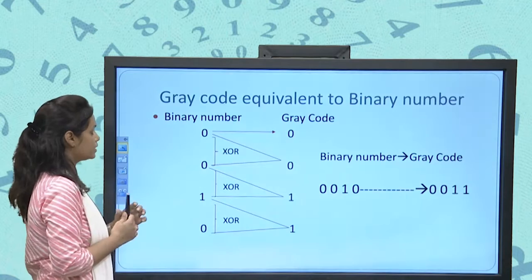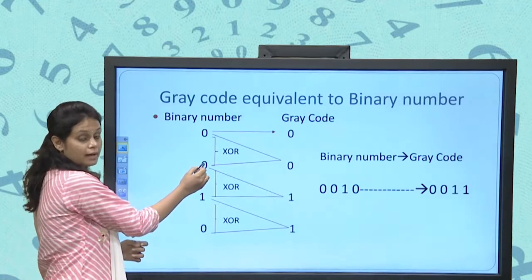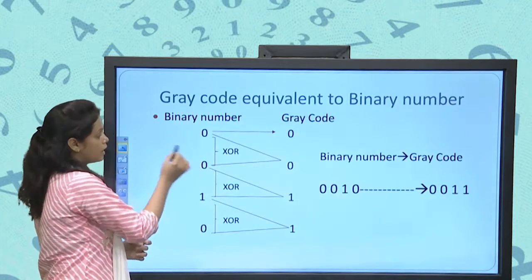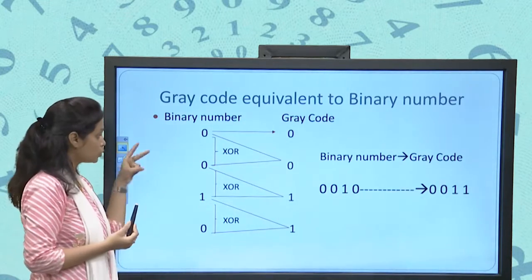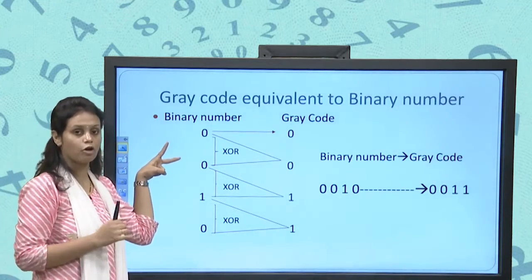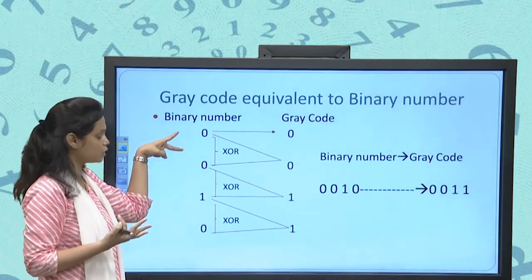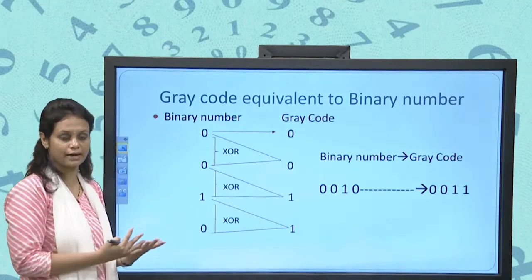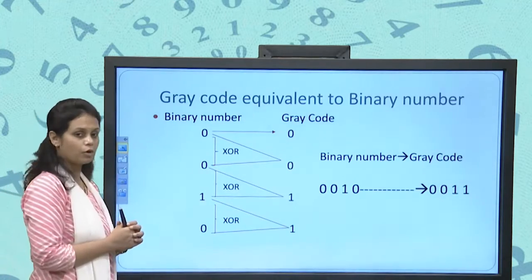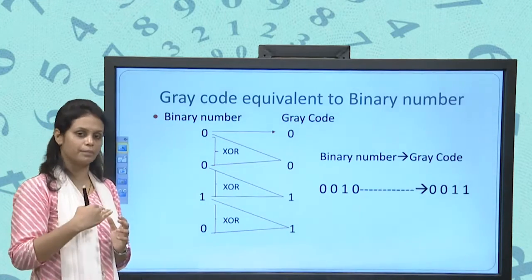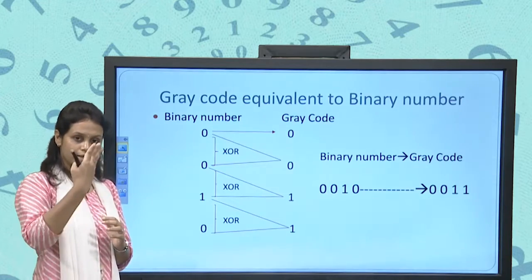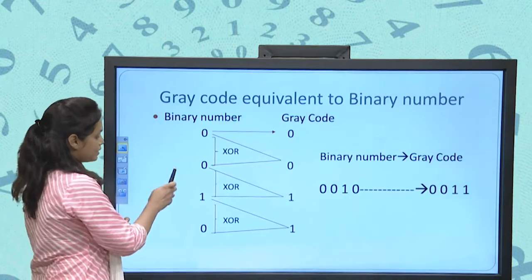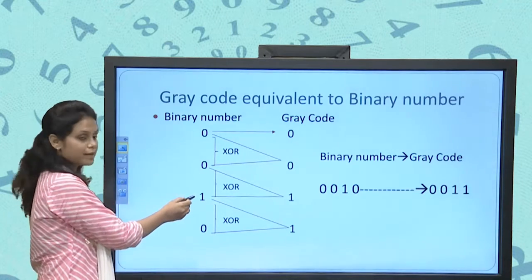So first we will make the pair of the first 2 bits, 0 and 0, and we will perform the XOR operation on them. What is the output of the XOR operation if there are 2 same bits? The output is 0. We have seen in the previous slide, right. Again we will make the pair of the second and third bits and apply the XOR operation. Our second bit is 0, third bit is 1.